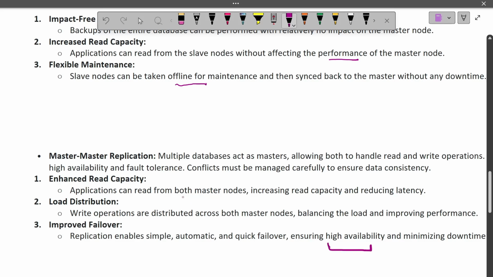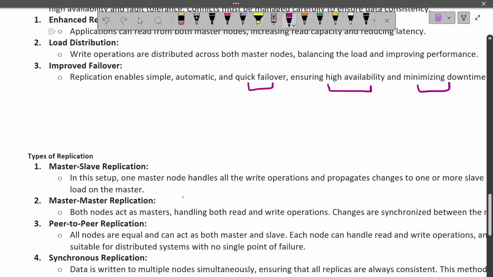The availability is high, the failover is quick, and the downtime is lower, because there are so many different resources which are serving the data. So even if one of them goes down, there will be maybe 10 more to take care of the load, to take care of the traffic. So that is why the failover is improved. Load is evenly distributed. Now let's talk about the types of replication.